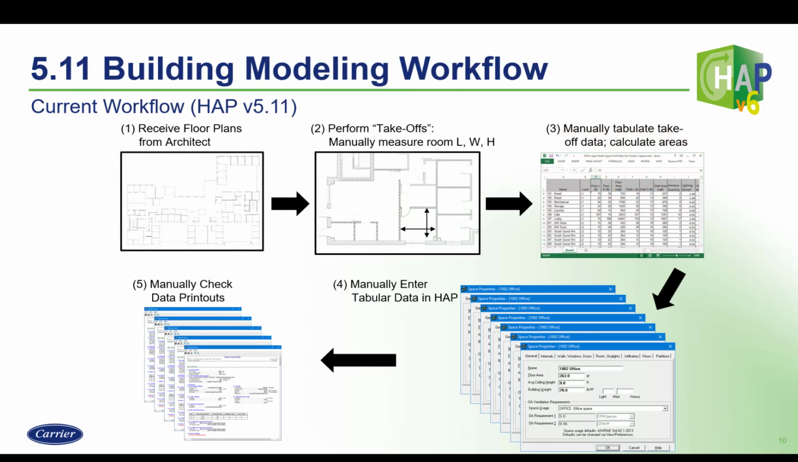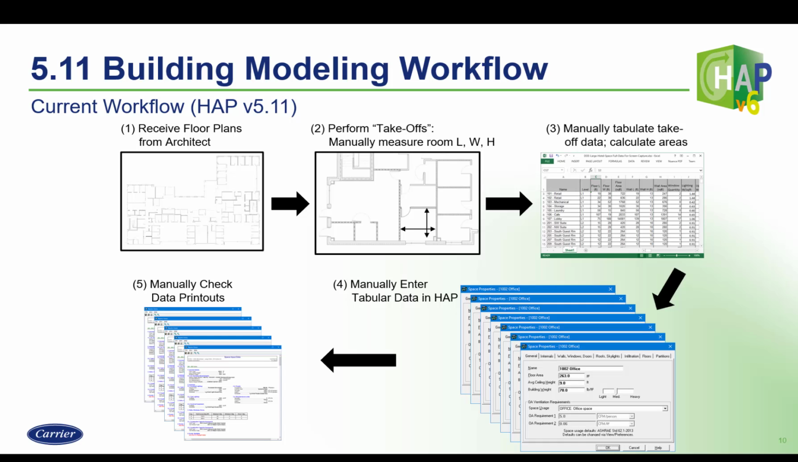As a way to appreciate the new HAP version 6 workflow, we will review the current workflow in HAP 5.11, which is applicable to earlier versions also. That is what is shown here. Number 1, the HVAC engineer receives floor plan drawings from the architect showing the rooms and spaces.